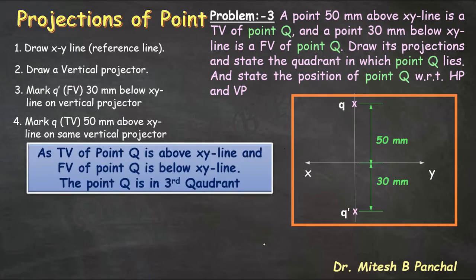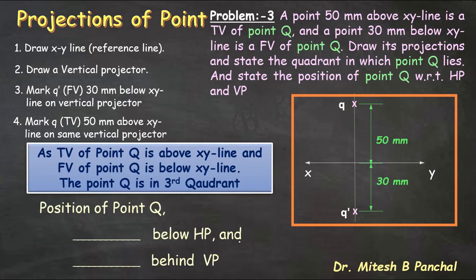Now we have to mention the position of point Q. So to mention the position of point Q, okay, we will write like this. We will first state the position of point Q for the third quadrant. We know that for the third quadrant, the position of point Q is below HP and behind VP. Now, considering the second point, we have to mention here the dimensions. Okay, we know that dimensions with respect to HP, how much below HP, that we have to find out.